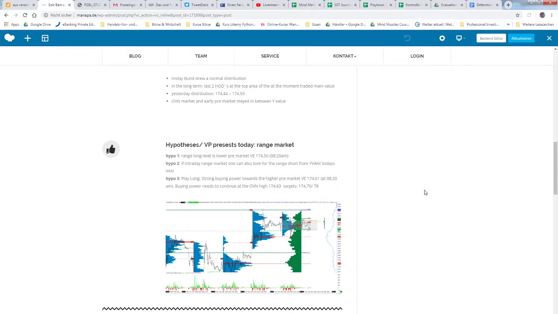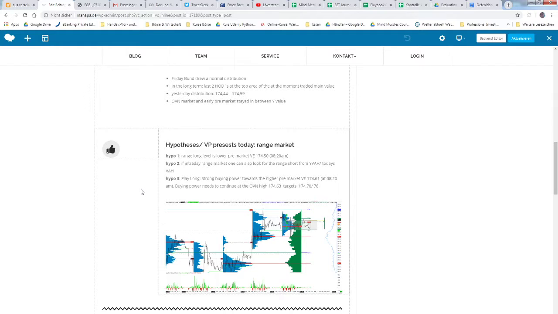So my hypos. Hypo 1 was the range long. The level is the lower pre-market volume edge for me, at 174.50. This was around 820 and it stayed at this level. Hypo 2, if it's an intraday range market, one can also look for the range short, of course, from these areas, from the higher pre-market edge, also corresponding with yesterday's value area high. Look then for responsive selling. This is the opposite side, then back into the value area.